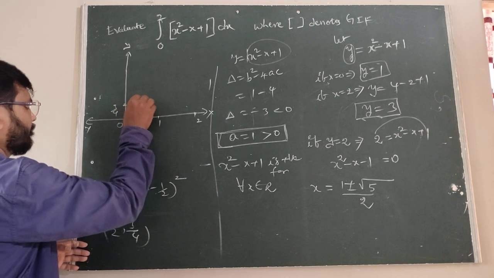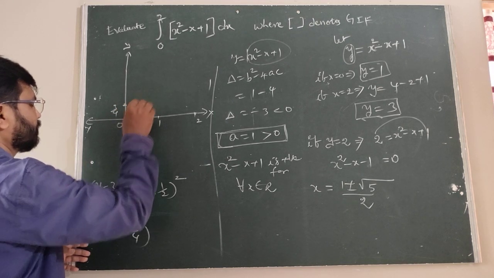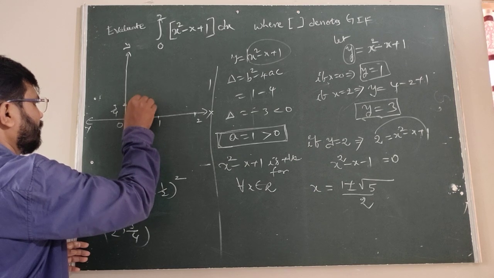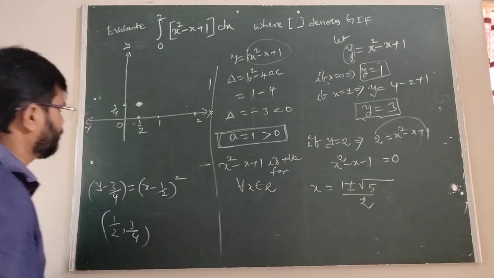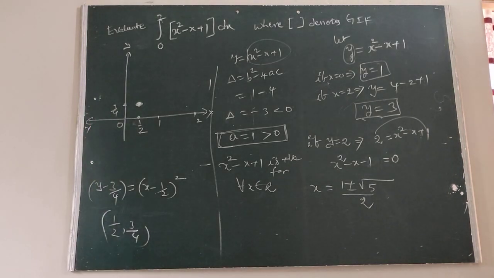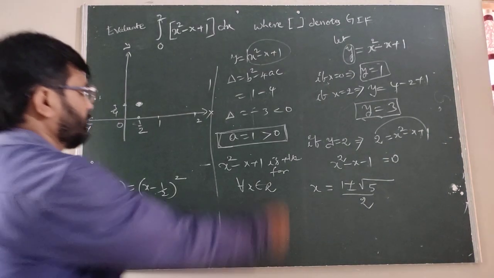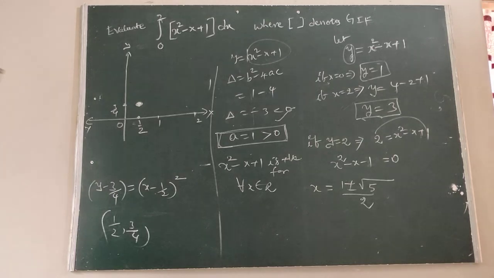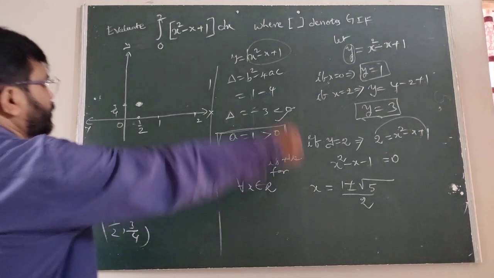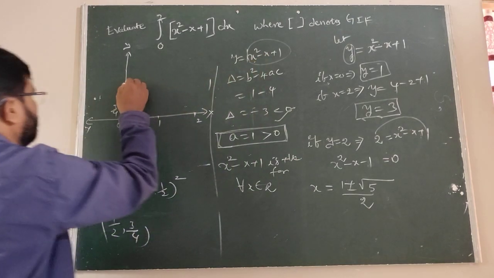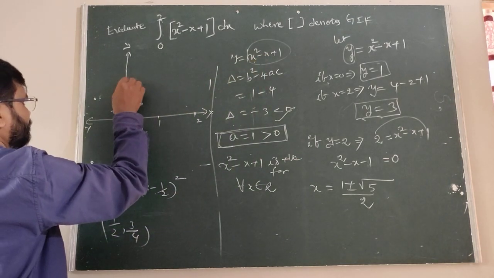So this is an upward parabola. So this completely lies above the x-axis, since the discriminant is negative. At the same time, when we take x equal to 0, y equal to 1. This is y equal to 1.